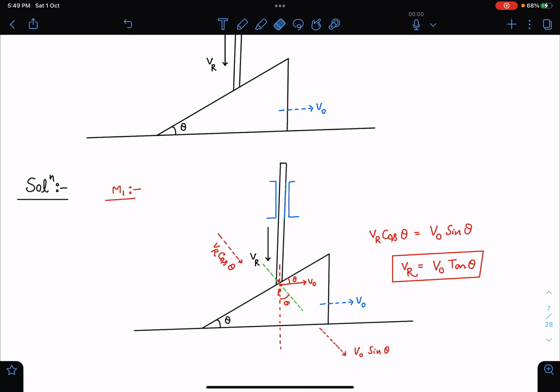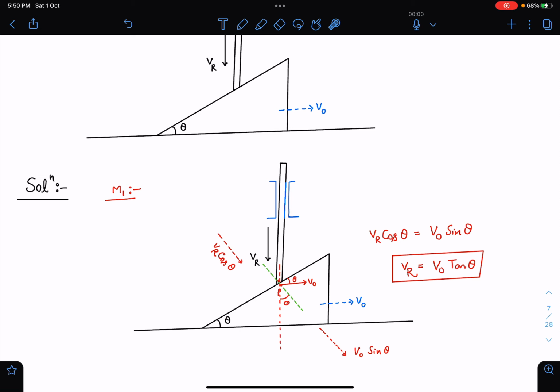Similarly, component of VR in this direction is going to be VR cos theta, and these two should be equal. So VR cos theta is equal to V naught sin theta, and we are going to get VR is equal to V naught tan theta. Now you have to take care of this theta. It is going to be a constant here.